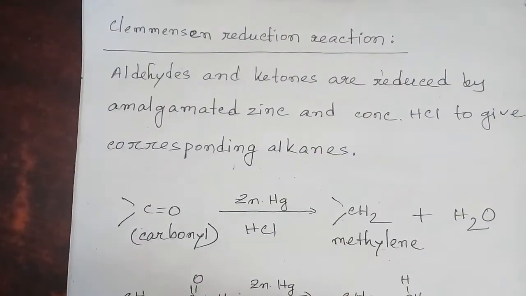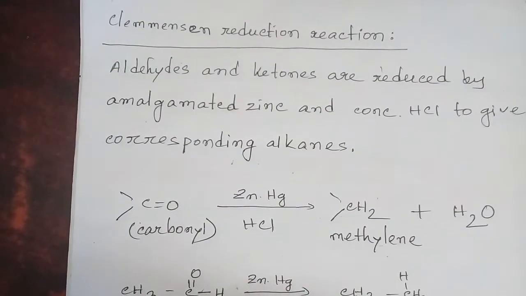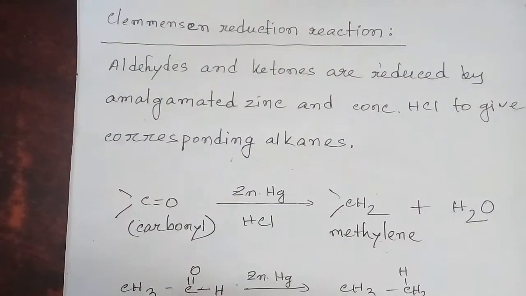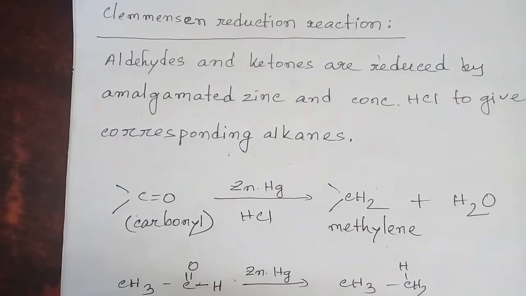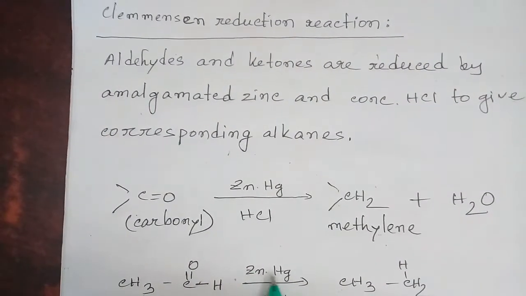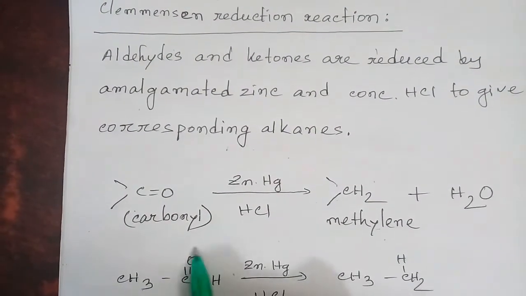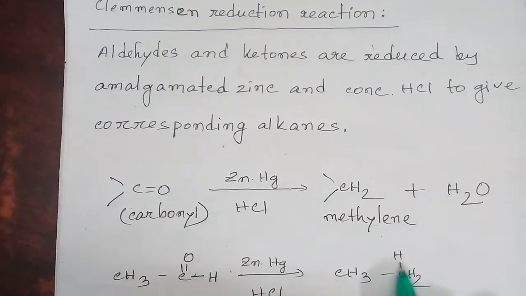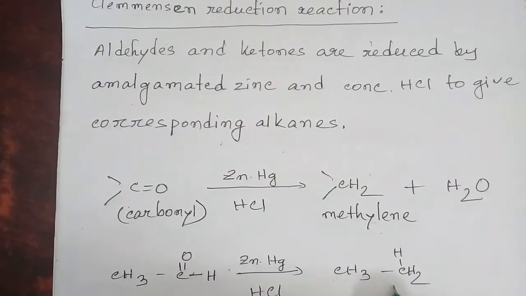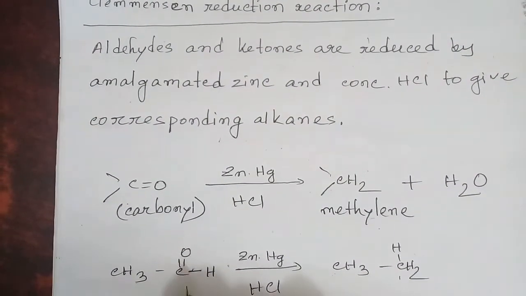Here is the example. Here is ethanal. It has one C=O group. So in the presence of zinc amalgam and HCl, the C=O group will be converted to a CH2 group and we will get ethane from ethanal.